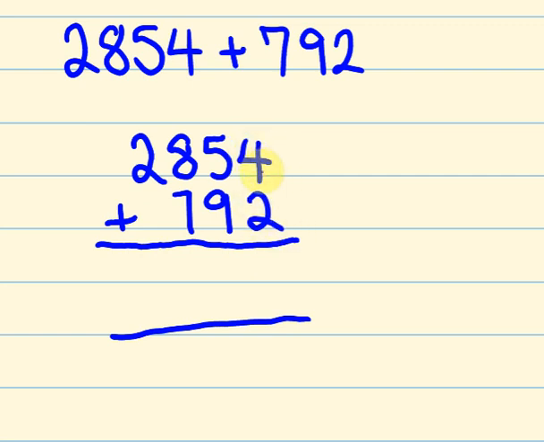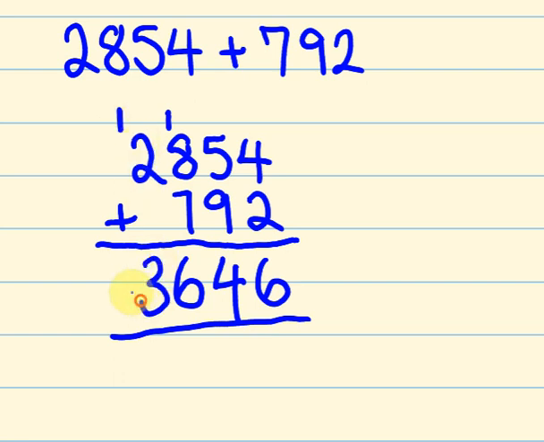We start on this right hand side again. 4 plus 2 is 6. 5 plus 9 is 14. So we put the units, the 4 down there, and we carry the 1 across. 1 plus 8 is 9, plus 7 is 16. We put the 6 there, we carry the 1 across. 1 plus 2 is 3. The answer is 3,646.